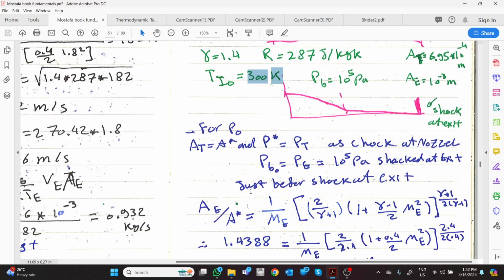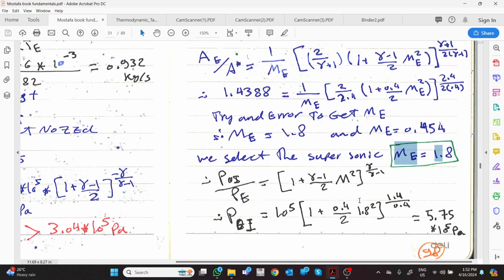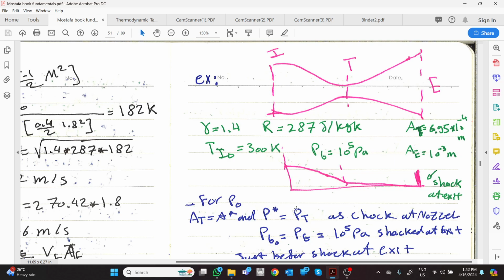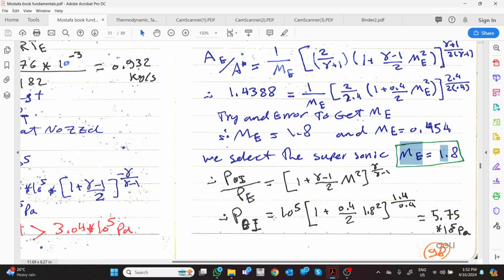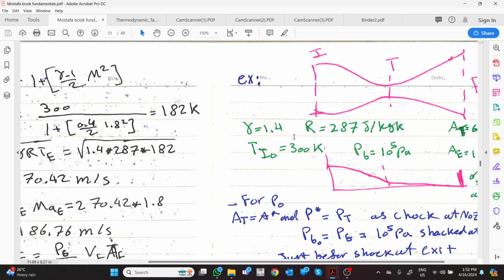So A exit over A star, from the thermodynamic table or trial and error, you will get the Mach number at the exit, this number or this number. We are going to take this number because it is supersonic. So P naught over P exit. P exit we know because it is the back pressure, as there is a normal shock. So we can calculate P stagnation or total pressure at the start, in the reservoir.